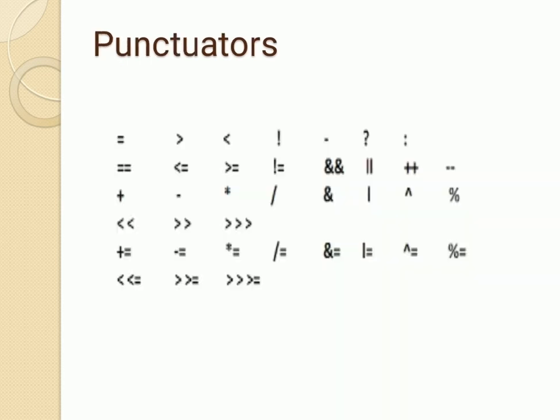Next, we have punctuators. Punctuators in Java are special characters that have special meaning in the compiler. They do not perform any particular operations to give some result. These are also called separators. Some of them are categorized as operators. Punctuators can be curly brackets, square brackets, and so on.